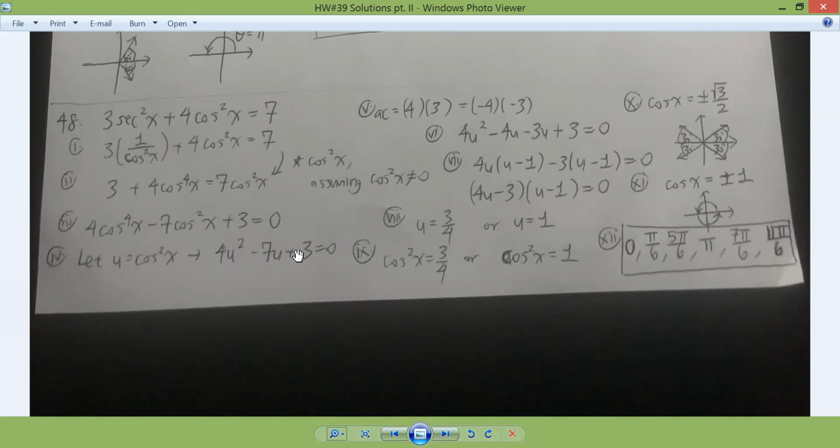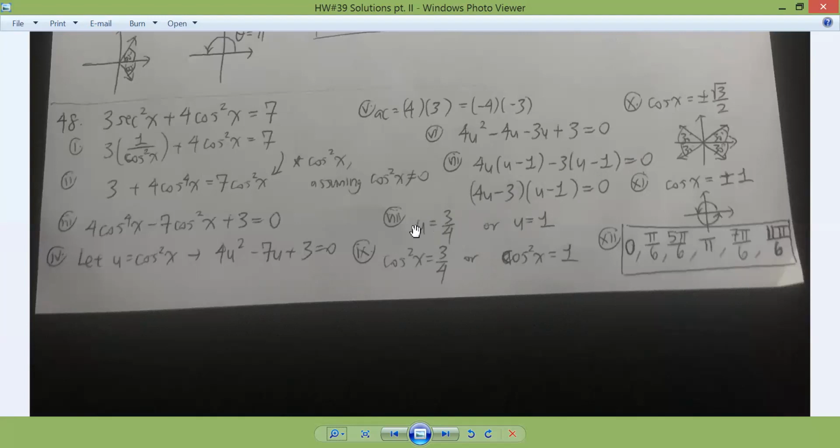And at this point, you have to use the AC method of factoring. So 4 times 3 is 12. Two numbers that multiply to 12 and add to negative 7 are negative 4 and negative 3. So I'm going to rewrite negative 7u as negative 4u and negative 3u. Then you factor, you get 4u times (u minus 1) minus 3 times (u minus 1) equals 0. The common term there is u minus 1, so you get that. And then from here, 4u minus 3 equals 0, so u equals 3/4, or u equals 1.